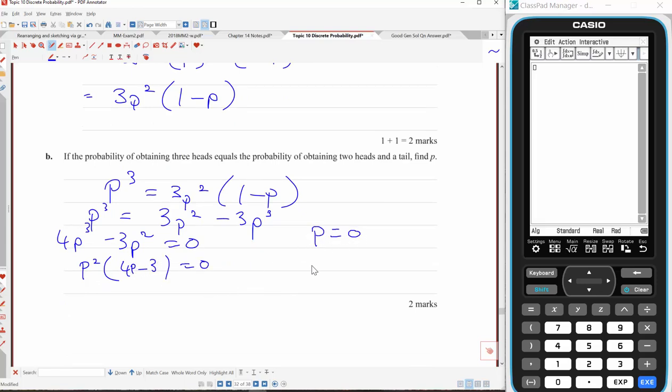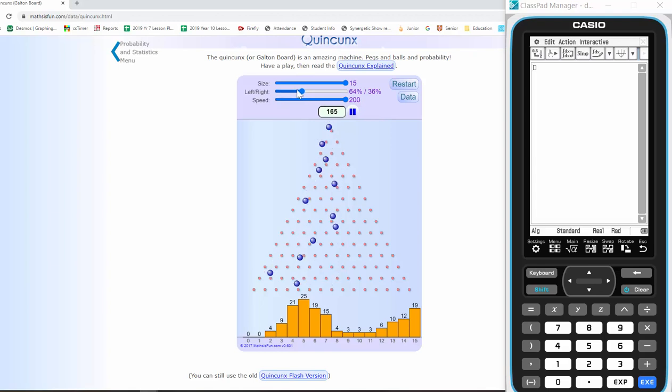Let's factorize this thing. So we've got p squared (4p take 3) equals 0. P is equal to 0. P is equal to 3 on 4. Now, many of you will then rule out P equals 0 because you can't have a probability of 0. Yeah, you can. It seems pretty silly, but the Galton board for that would look as follows. That's a probability of one side equaling 0, which seems silly, but it's possible, right? So the value of P, the probability, has to be between 0 and 1, but can be inclusive of 0 and 1 themselves.